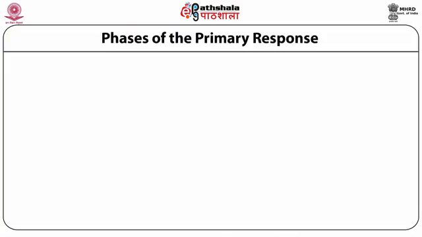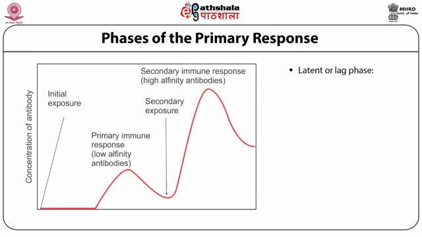So, let us look at the 4 phases of the primary response which can be identified. First, of course, is the latent or lag phase. It is the initial 2 to 3 weeks period after the first immunization. During this period, antibody is not detectable in the serum. Obviously, if less sensitive methods for antibody detection are used, the lag phase may appear to be longer.